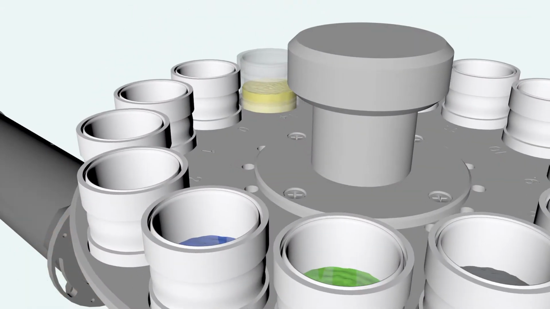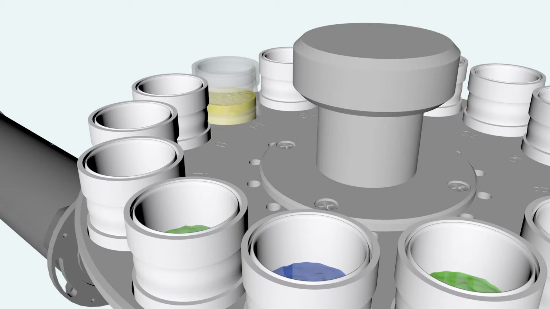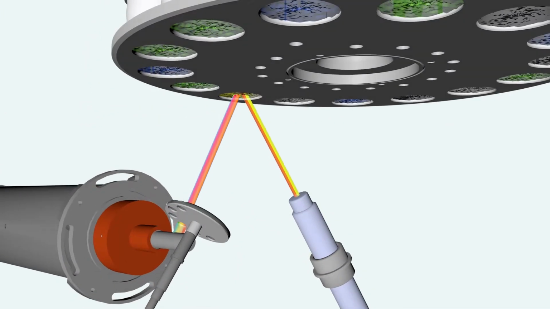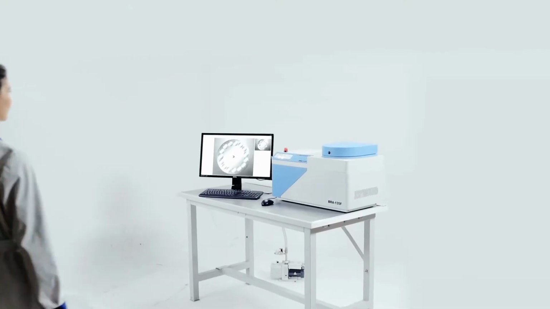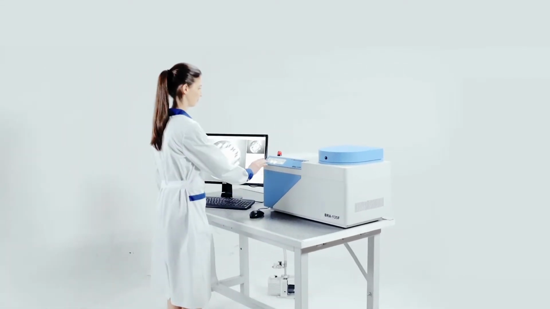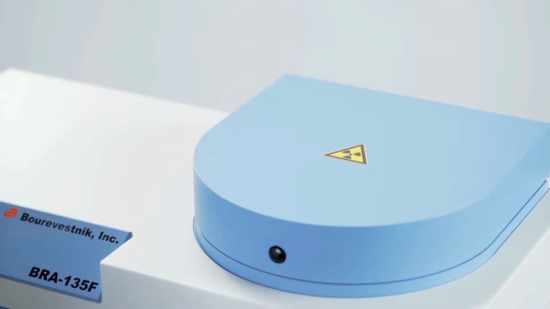Positioning of the sample above the detector significantly simplifies sample preparation in measurements of liquids and powders. The spectrometer has a compact housing, resistant to chemical and mechanical exposure.